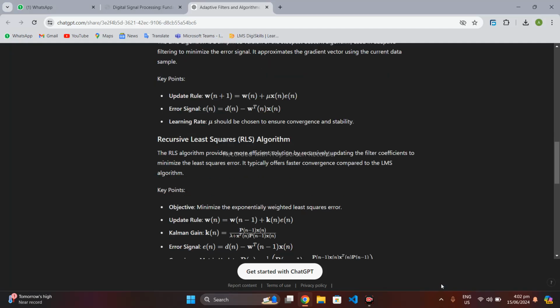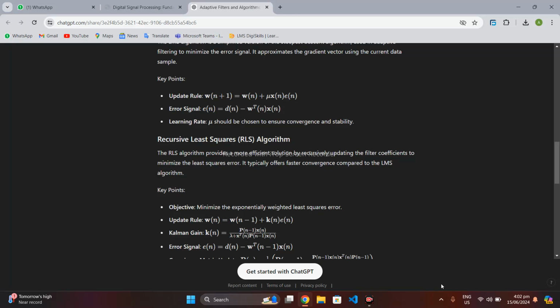Recursive least squares, meaning RLS algorithm. The RLS algorithm provides a more efficient solution by recursively updating the filter coefficients to minimize the least square error. It typically offers faster convergence compared to the LMS algorithm. So here are some key points of the recursive least squares algorithm.